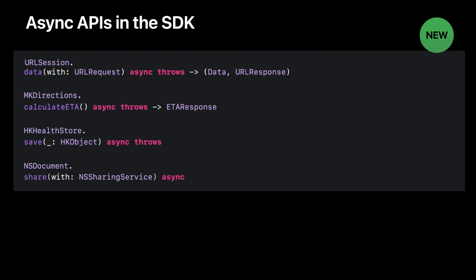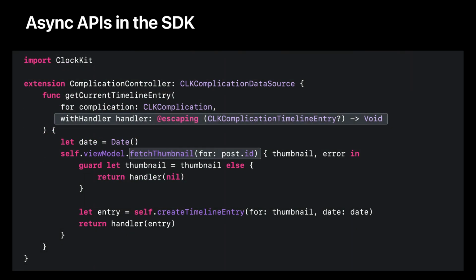But we didn't stop there. Many delegate APIs also include methods that pass a completion handler to you. Calling the handler cooperatively informs the framework when an asynchronous task is completed. Take this ClockKit complication data source that calls fetchThumbnail to display a timeline entry for a given post. Just as before, we have to make sure to call the completion handler on all paths. And there's a lot of extra noise here because of the closure.